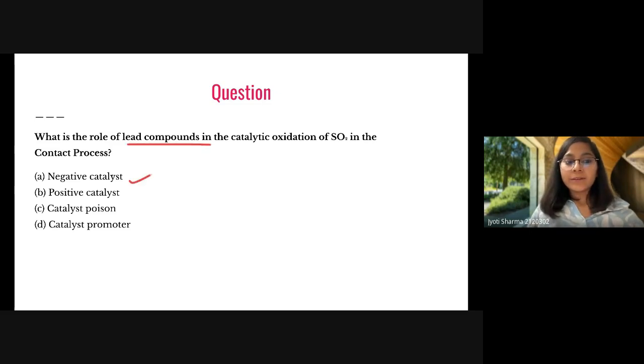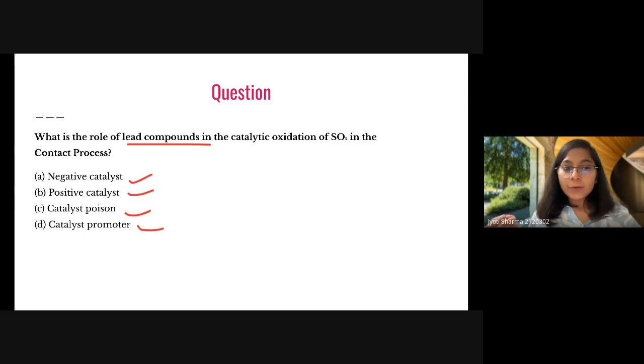Whether it is a negative catalyst, a positive catalyst, a catalyst poison, or a catalyst promoter. What do you think? What is the right answer for this? You can give me a wrong answer as well, because I will correct you. Don't worry about this. You can write in the chat box, you can speak. What do you think? What is the role of lead compound in the catalytic oxidation of SO2 in the contact process?